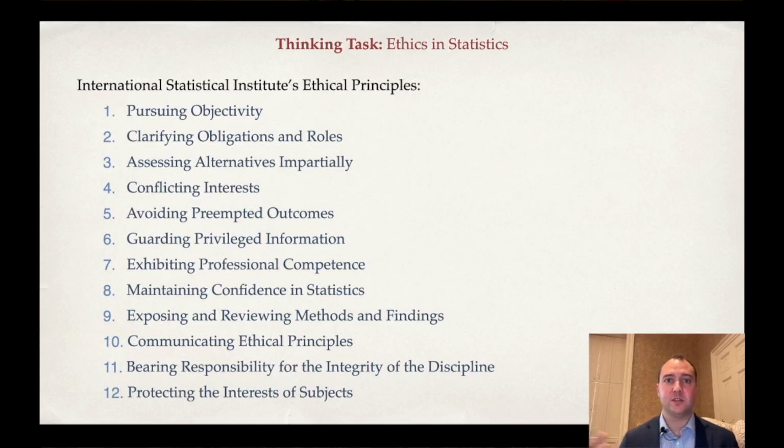Number 4, that's also related to conflicting interests. The interests of you as an analyst and the interest of whoever's data you're analyzing might be different. So be careful about how you can deal with these kind of conflicting interests before they actually arrive. Avoiding preempted outcomes is also part of the ethics of statistics. Okay, what does that mean? It means avoid doing something that you already expect the outcome of, be open-minded, assess the alternatives impartially, right? These are all related.